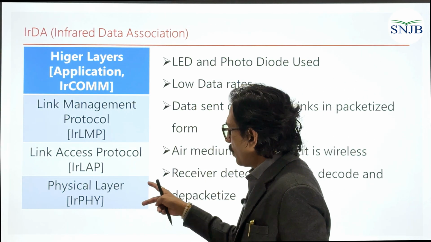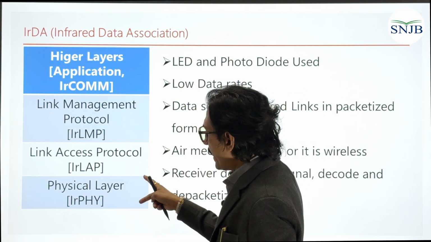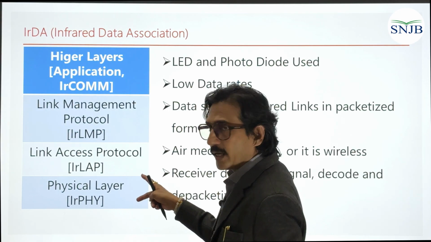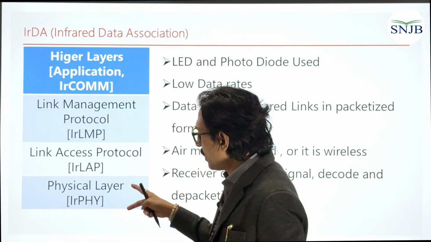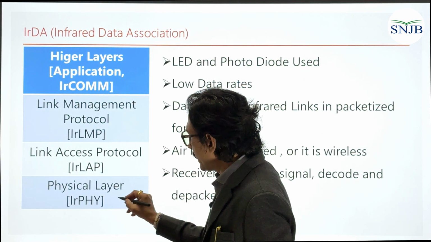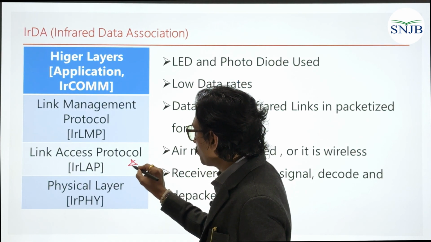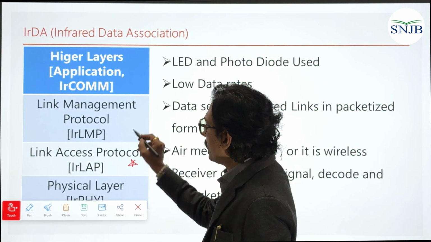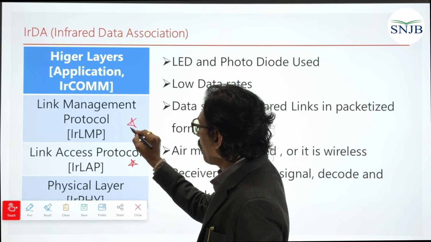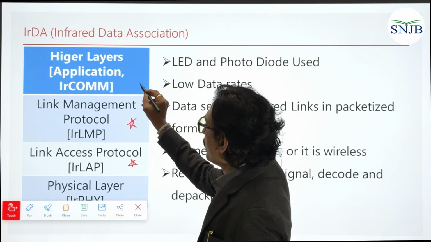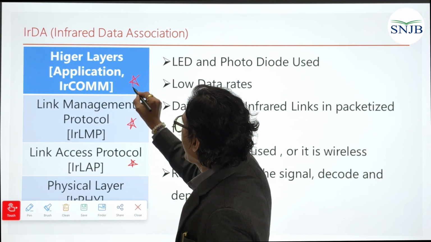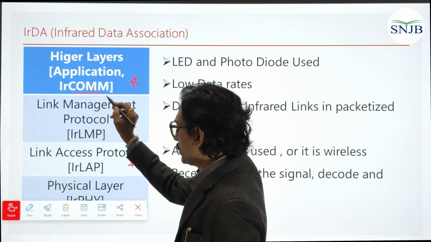The structure or architecture of IrDA is comprised of four different layers. First layer is physical layer, second layer is link access protocol layer, third one is link management protocol layer, and the higher layer which is treated as an IR communication.